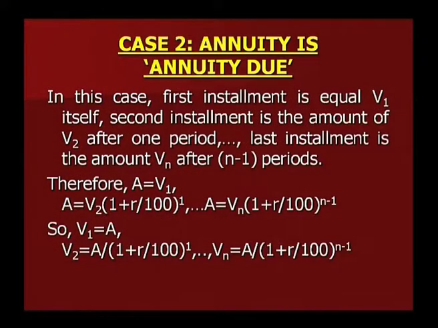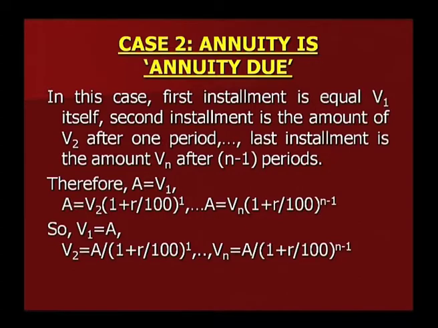Case 2, annuity due. In this case, the first installment is equal to V1 itself, the second installment is the amount of V2 after one period, and the last installment is the amount Vn after n-1 periods. Therefore, A = V1, A = V2(1 + r/100)^1, and so on. Last, A = Vn(1 + r/100)^(n-1).